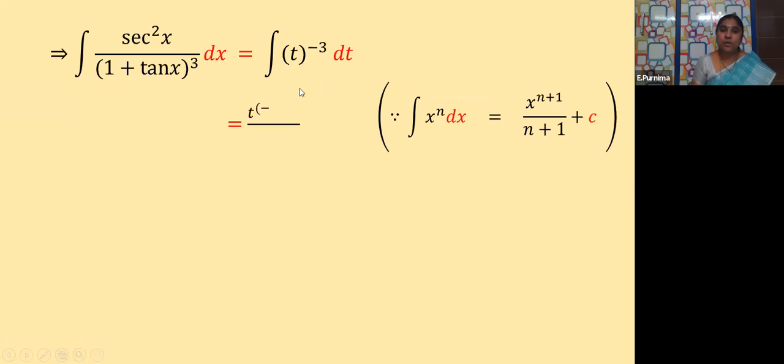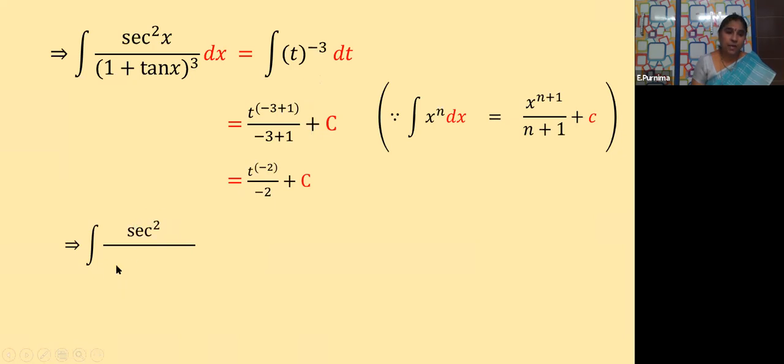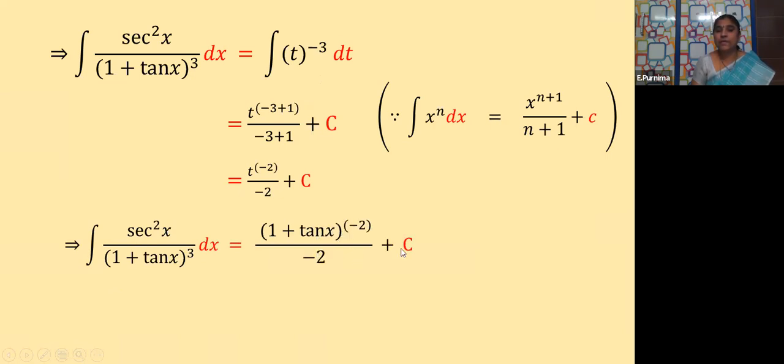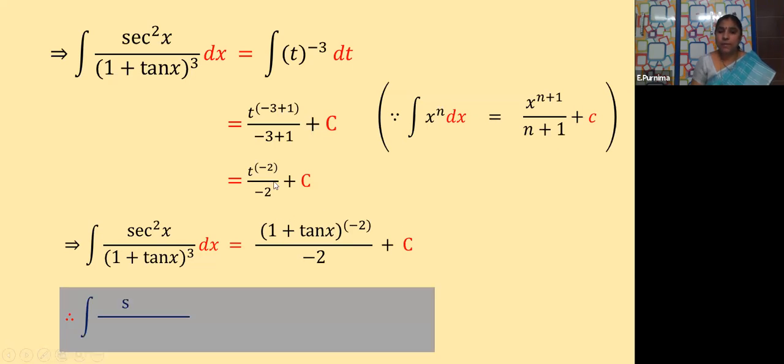So what is the step now? t to the power of minus 3 plus 1 by minus 3 plus 1 plus c. Okay. What is minus 3 plus 1? It is t to the power of minus 2 by minus 2 plus c. Now implies integral of secant square x by 1 plus tan x whole cube dx is equal to 1 plus tan x whole to the power of minus 2 by minus 2 plus c. So here I am replacing t. t is nothing but 1 plus tan x.